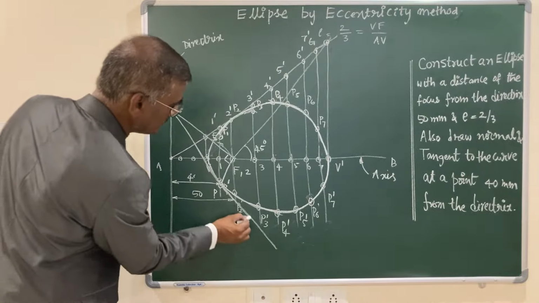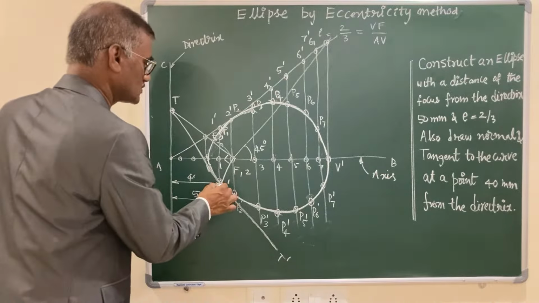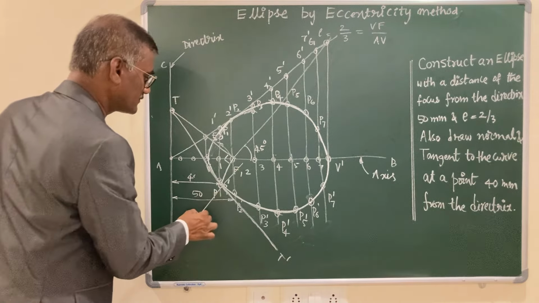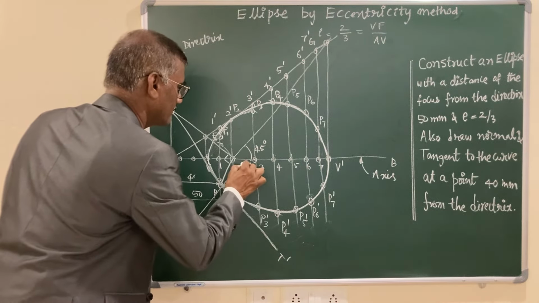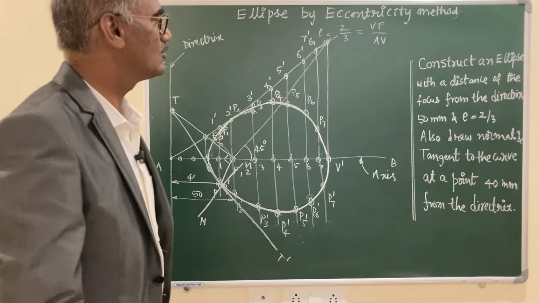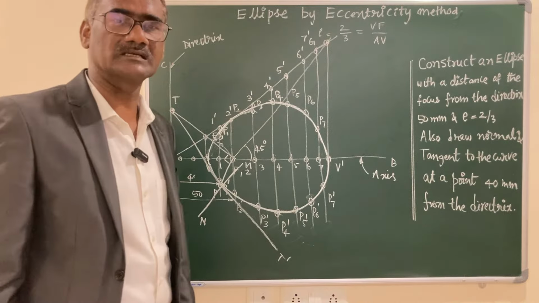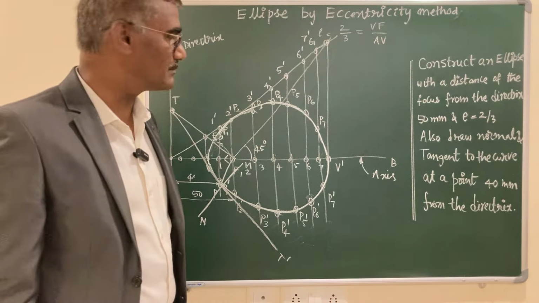Join T with P, the other end you call T prime, and passing through P, with the mini drafter erect a perpendicular. This is your normal NM. So NM is the normal. I hope you have understood the procedure of how to construct an ellipse by the eccentricity method, which is also known as the general method.